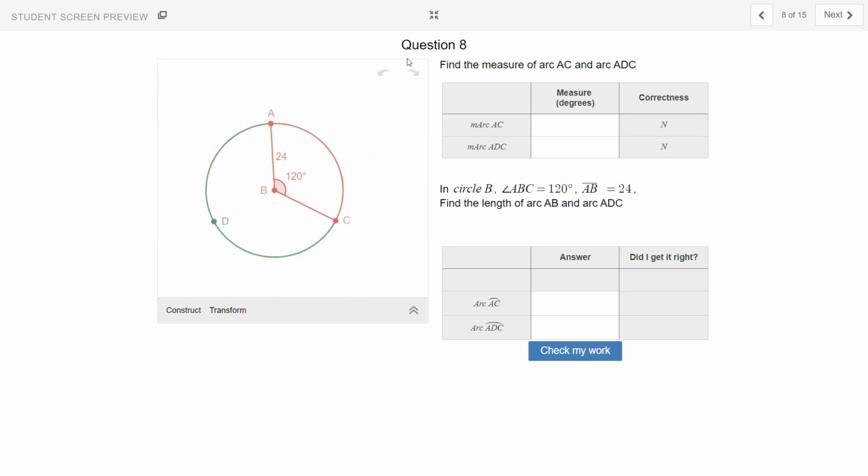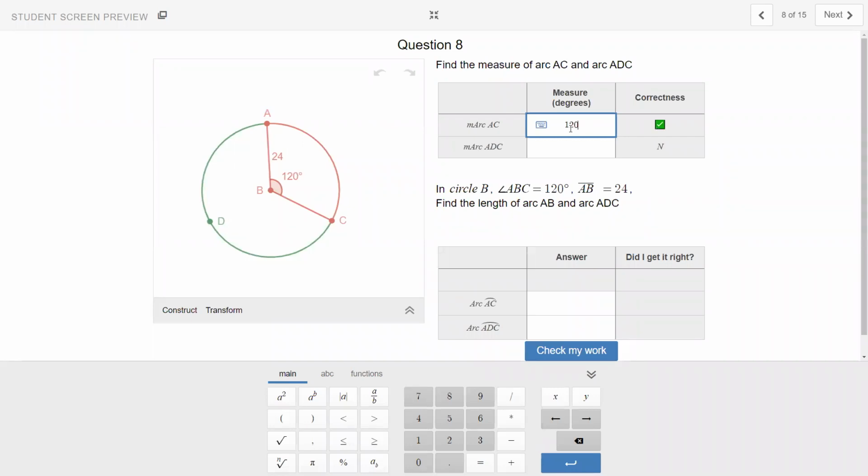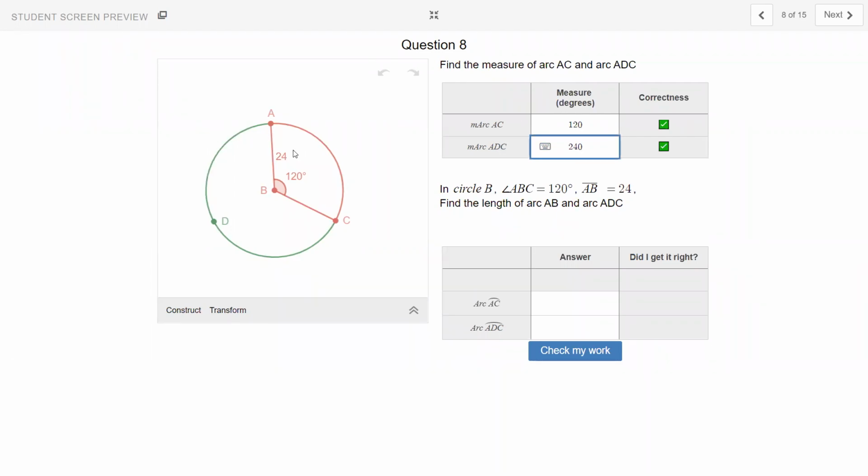All right, number 8. Find the measure of arc AC and arc ABC. All right, so the measure of arc AC is 120 degrees. It's the same as the central angle. And then to find ADC, the long one, you have to do 180 minus 120. I'm sorry, 360. There's 360 degrees in a circle. 360 minus 120, which is going to give us 240.